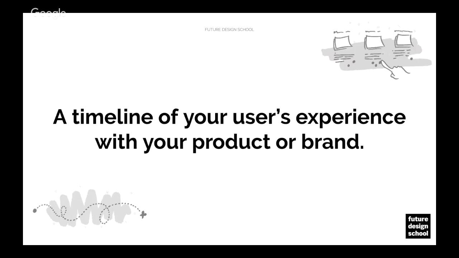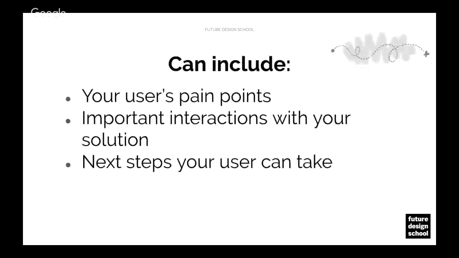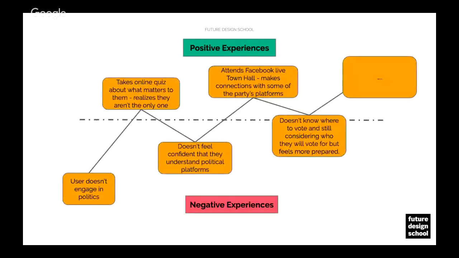Because again, ultimately our goal is to create a business venture plan. So you want to be thinking about how your solution is going to be made into a viable business concept. You are going to start by planning out your user's experience with your product or brand. These can include things like your user's pain points, any important interactions with your solution, and any next steps your user can take.